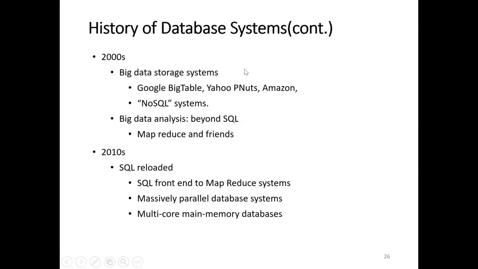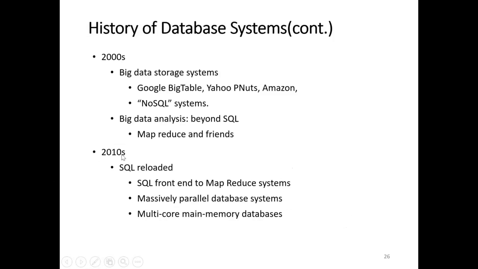And in the 2000s, it came with big data storage systems like Google Bigtable. Google Bigtable is considered a fully managed, wide-column and key-value NoSQL database. So do you know what NoSQL is? NoSQL is not "no SQL", it's "not only SQL". It means that besides relational databases, we also need other types of databases that can accommodate the new emerging data requirements and application requirements.